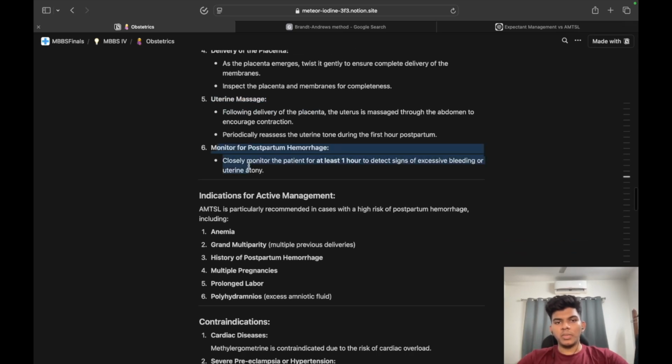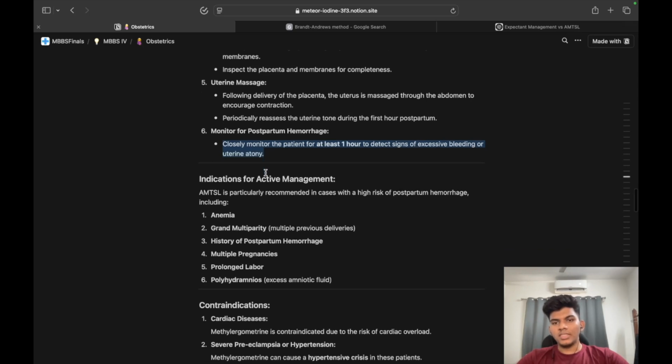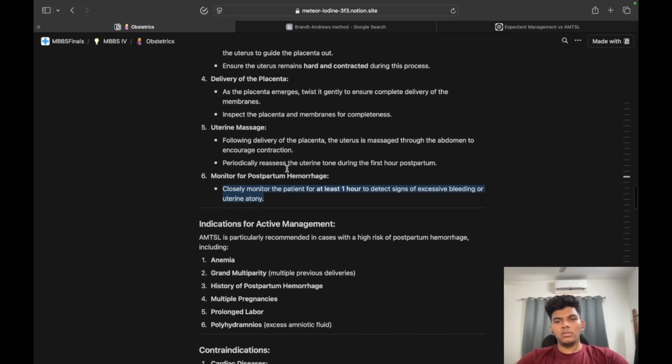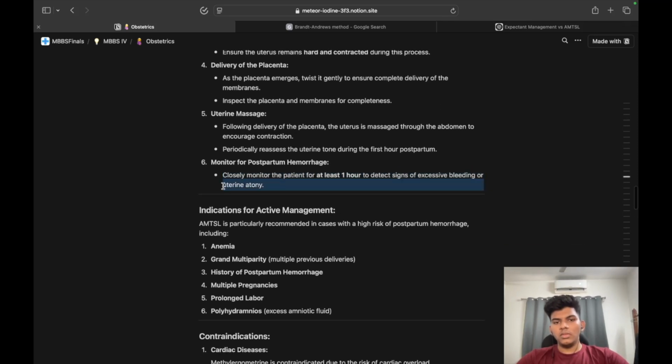Monitor for postpartum hemorrhage. Closely monitor the patient for at least 1 hour to detect signs of excessive bleeding or uterine atony. So atony means not enough tone. So what happens to the blood vessels? They are free to dilate. Then what happens if there is a lot of dilation? You don't want this. If it is this, blood loss.